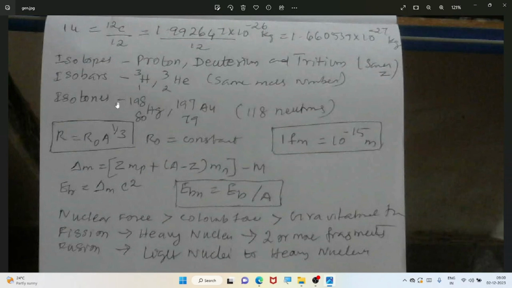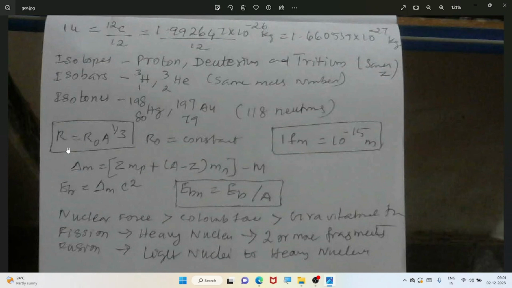Then there are isotones. They have the same number of neutrons. So here the same mass number, here the same atomic number, here the same number of neutrons. If you take 79 protons and 79 electrons, the mass number is protons plus neutrons: 79 plus something equals 197, so that means 118 neutrons. Similarly here, 80 plus 118 is 198, so here also 118 neutrons. They both have the same number of neutrons, so they are isotones.